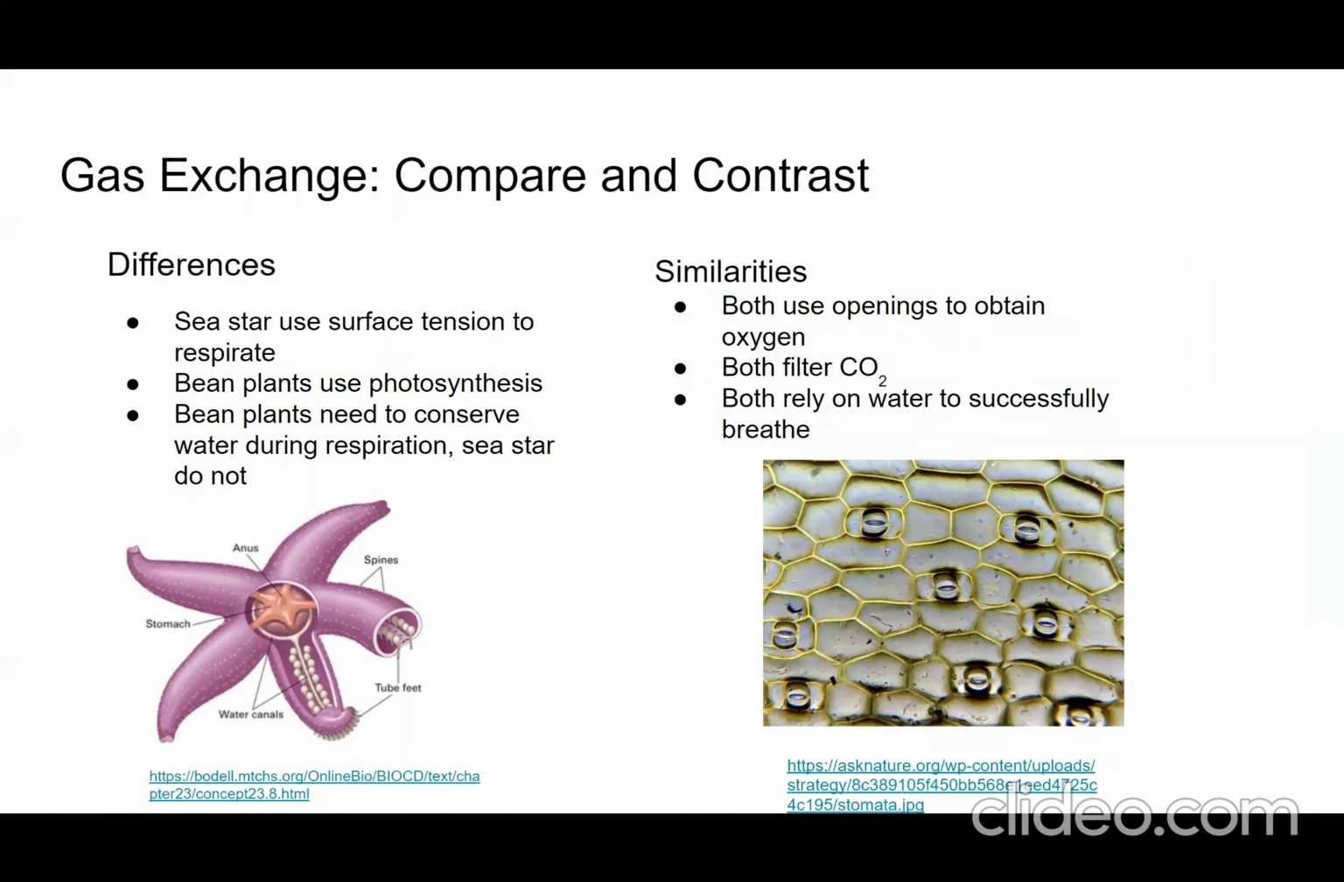The difference between sea star and bean plants are relatively easy to identify. Firstly, the sea star use their papillae to respirate, whereas bean plants use photosynthesis. Bean plants also need to conserve water during respiration as they struggle balancing nutrient uptake with water loss. However, with sea stars, they are surrounded by water, so balancing water is not a struggle for their species. Sea stars and bean plants are also very similar in the way that they obtain oxygen. They both use pore-like holes to obtain and regulate water and to also filter CO2. They also both rely on water to successfully respirate.